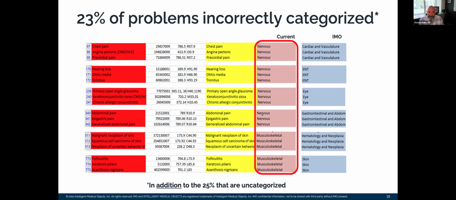And what IMO came up with was a collection of what we called clinical categories, in which we asked ourselves the basic question: what type of doctor would most likely be seeing this patient, would be primarily responsible for this patient with this diagnosis? And we were able to categorize well over 90% of our content, which in certain packages is approaching 1 million terms. And we were able to place them in a single category.